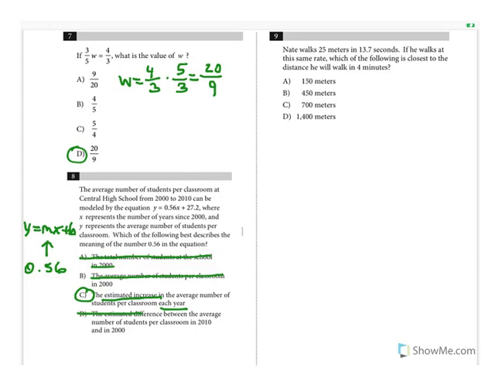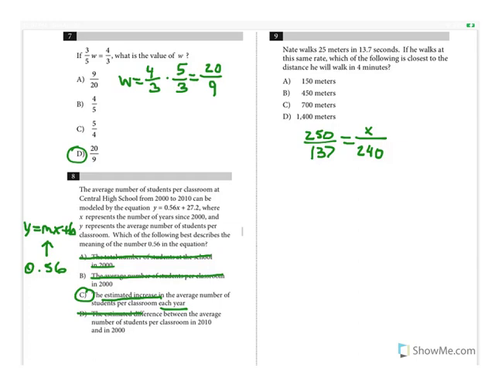If Nate walks 25 meters in 13.7 seconds, what I want to do is multiply by 10 to get rid of that decimal and say he walks 250 meters in 137 seconds. We're going to set up a proportion to say how far will he walk in 4 minutes. So 250 meters in 137 seconds is going to be how many meters, and now 4 minutes is 240 seconds. We have to have all the same units.